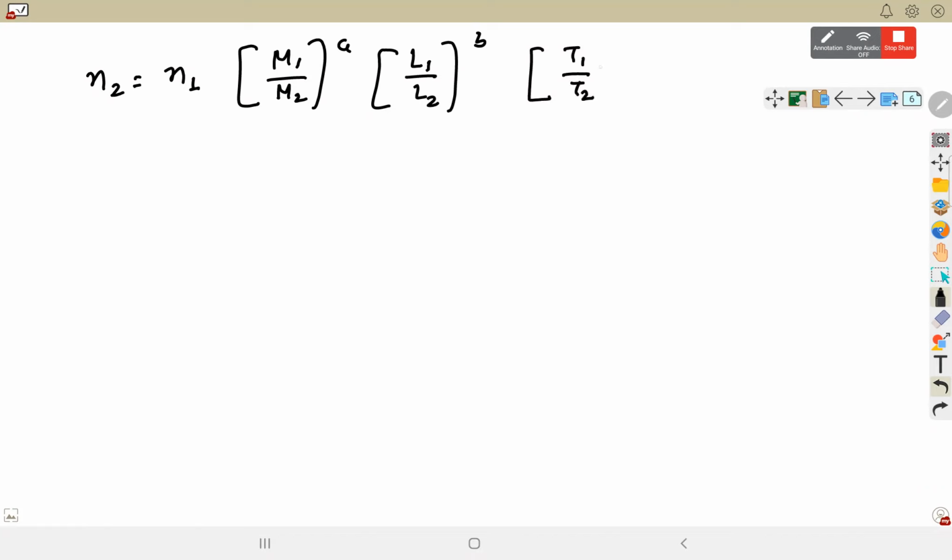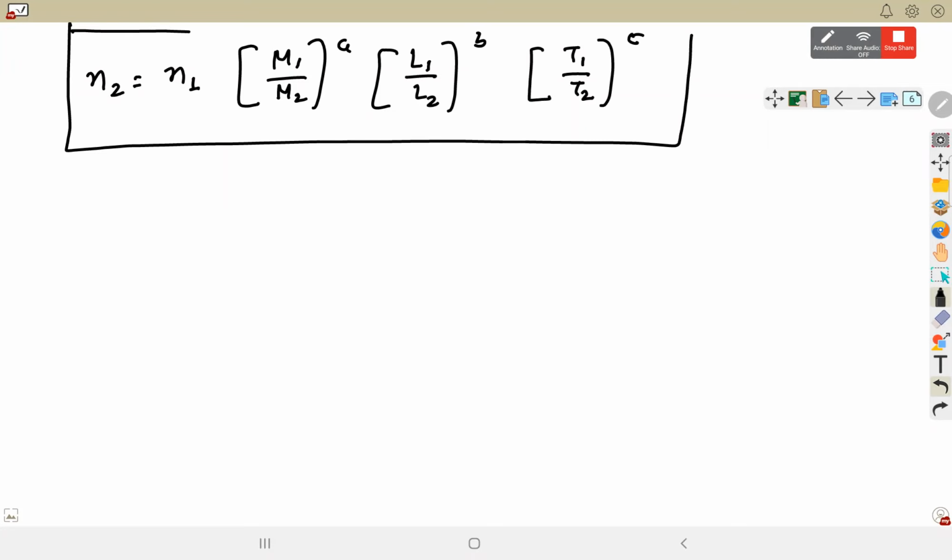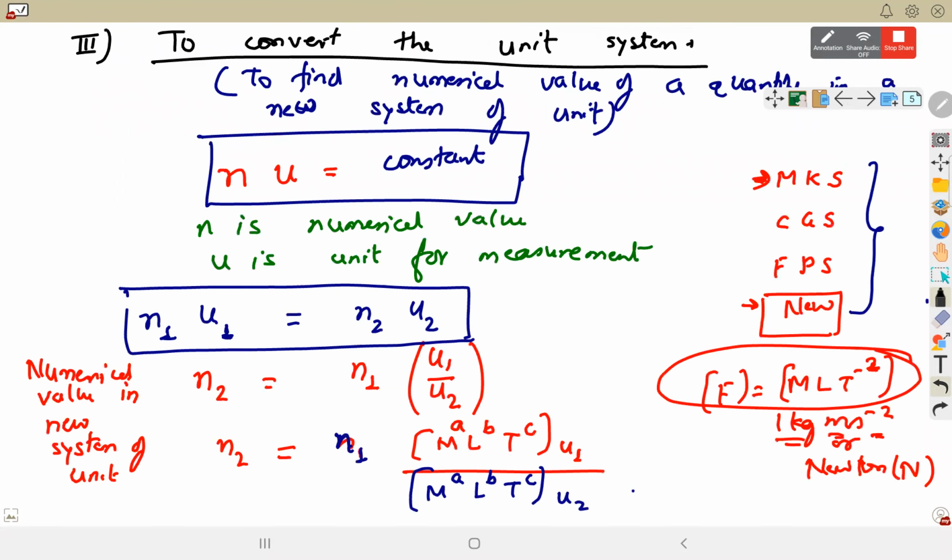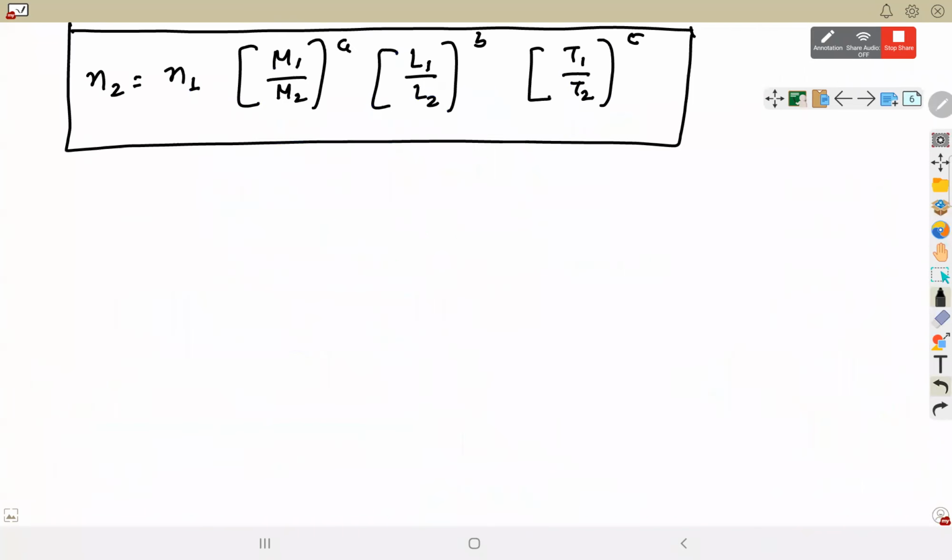Similarly, l1 is the unit of length in the first system, and l2 is the length unit in the second system, and similarly t1 is the unit of time in the first system. इसमें क्या किया, बस mm को एक साथ कर लिया. u1 means the mass unit in the first system, l1 is length unit in the first system, and similarly the unit of time in the second, the first system.